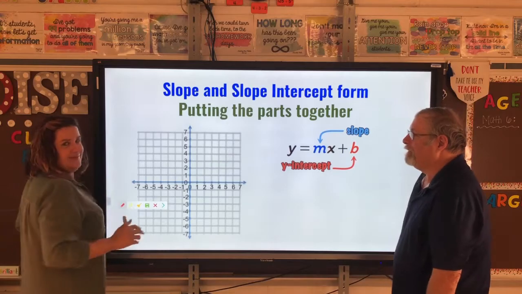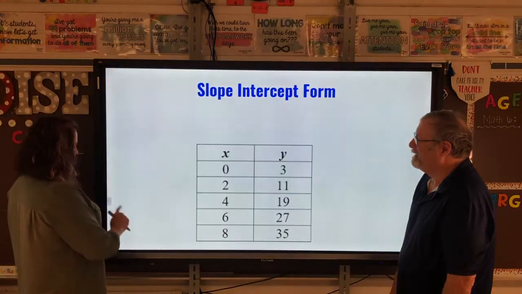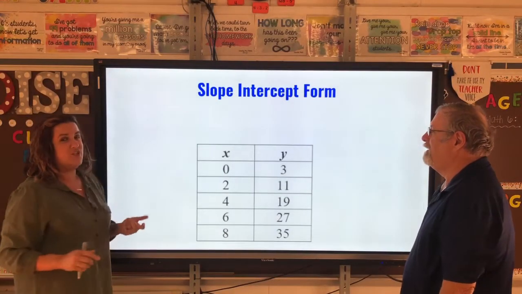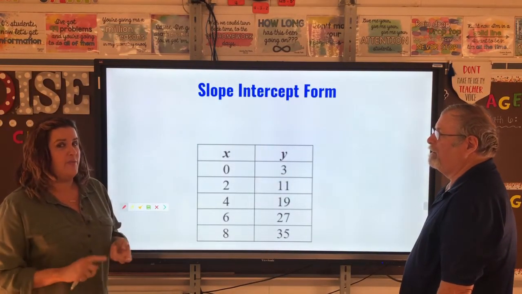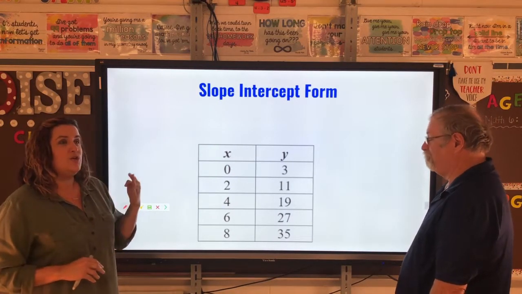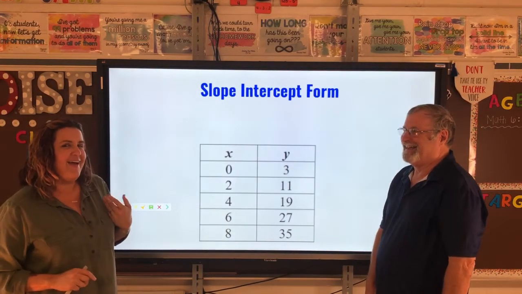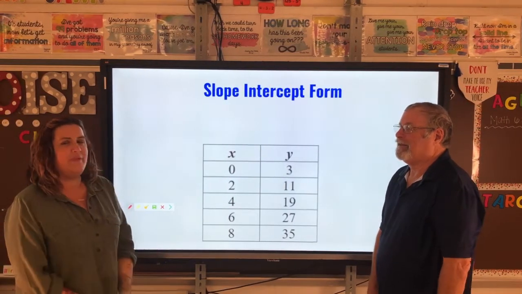Let's do it on the next line. Sometimes we're just given a chart. We don't have the graph and we don't have the line, but we do have the chart that has the ordered pairs. So Mr. Lamb is going to find the b, I'm going to find the m, and then we're going to put that together to form the equation.